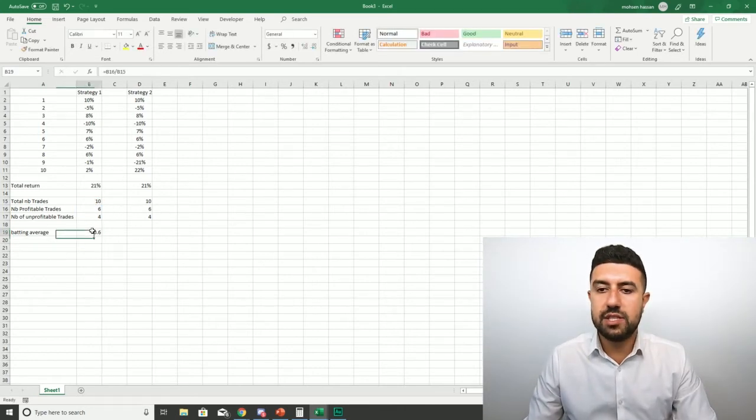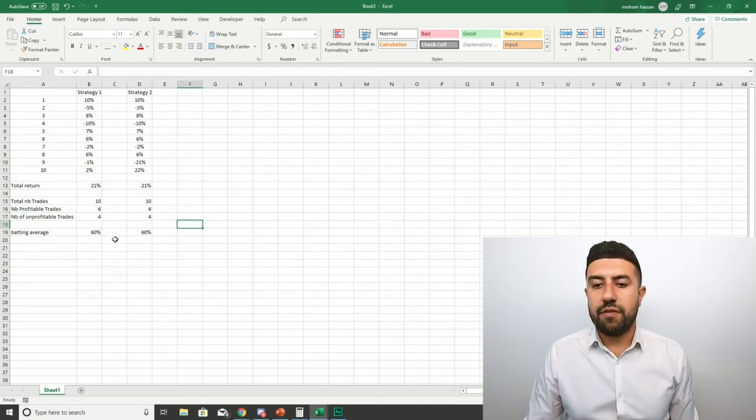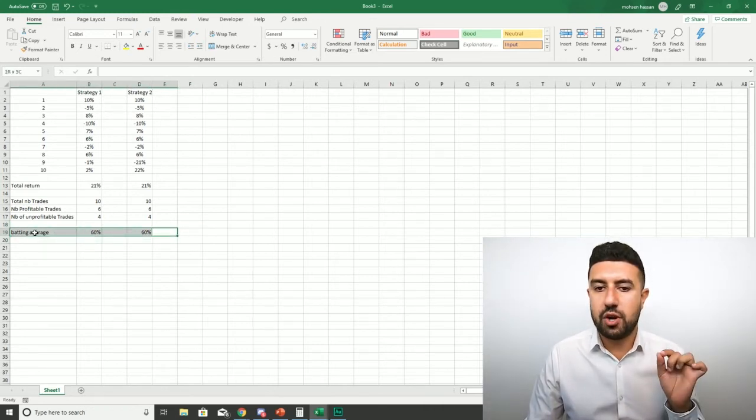And in this case, this strategy, and I can put it in percentage here, has a success rate of 60%, which is great. Now, both strategies have a 60% profit rate. And this is the reason why you know that this is not enough. How many trades are profitable does not mean you have a profitable strategy.